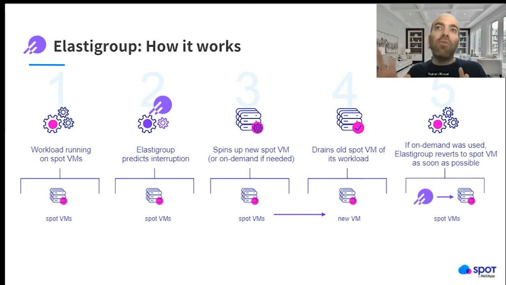What you can see here on number 5 is that if we have an on-demand that is up and running, we can guarantee that once the spot VM is available again, we will revert back to the spot VM to ensure the continuous optimization that Elastigroup has to offer. Some cool stuff.